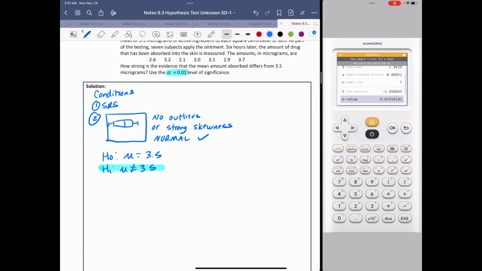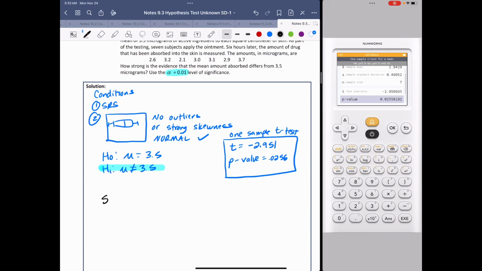And when I get to here, what I need is that p-value and that test statistic. So here's going to be my screenshot. And I did a one sample t-test. And I need my test statistic. I need my t, negative 2.951, and my p-value, 0.0256. Now, my p-value is low, so my first thought is that H0 is going to go. However, that p-value is not low enough for this alpha level. So here's what I'm going to say.